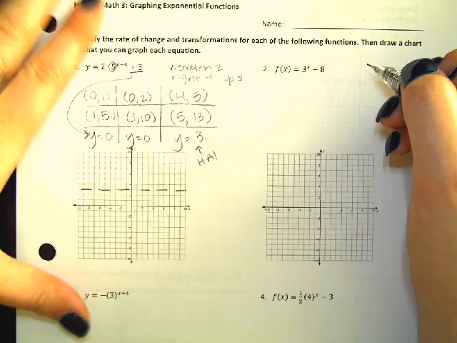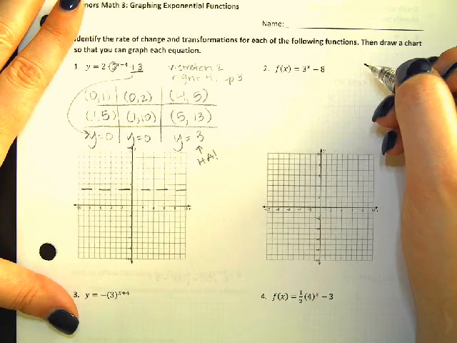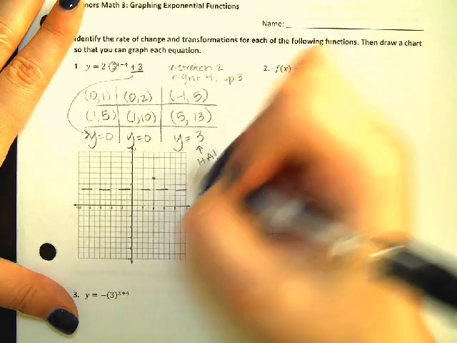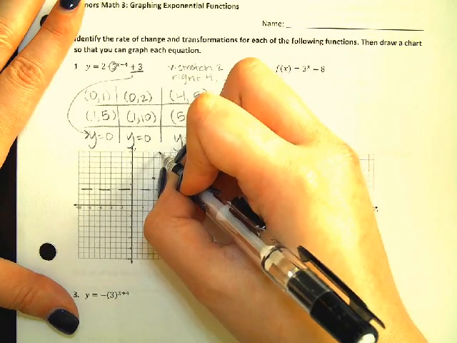Okay, all right. There's our horizontal asymptote, and we have the point (4, 5), and then (5, 10).